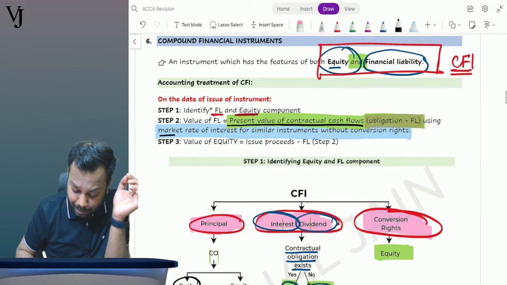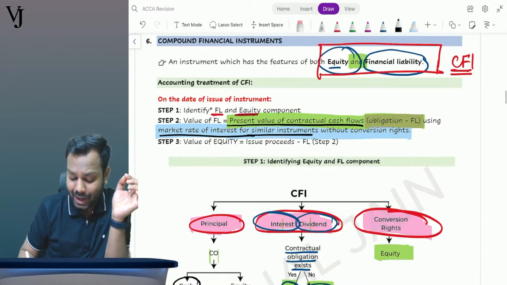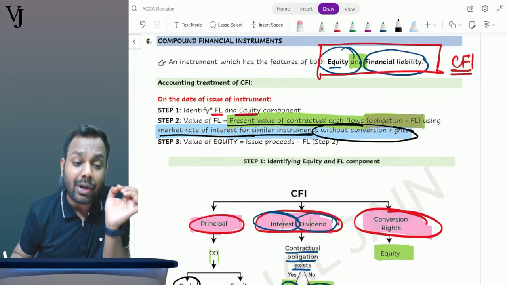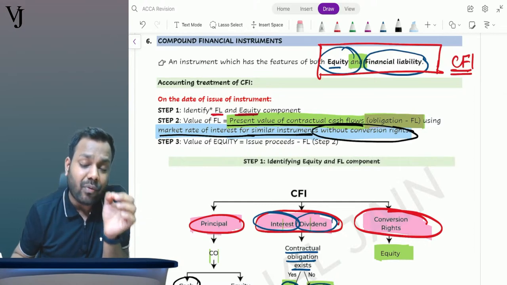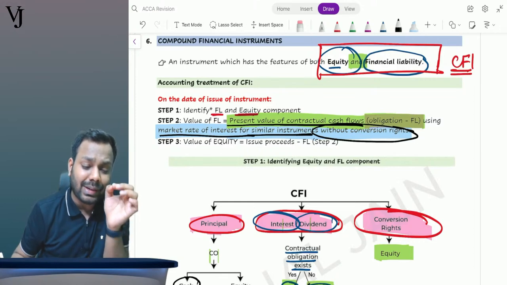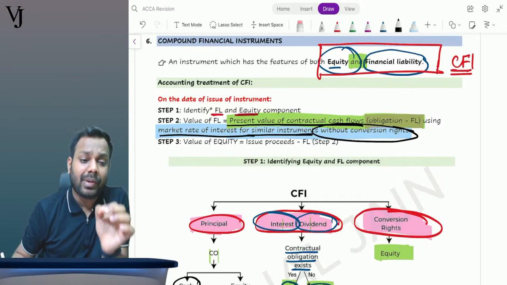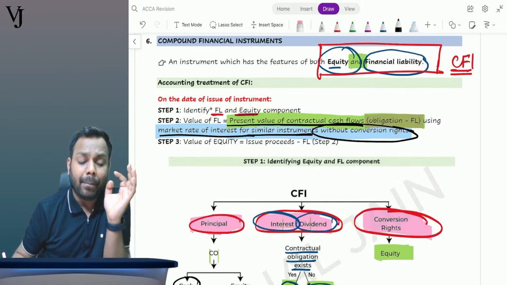Calculate the present value using the market rate of interest for a similar instrument without conversion rights. That is the pure financial liability component. What is the interest rate for the pure financial liability component? Consider that as the discount rate. Consider that interest rate for calculating the present value of the financial liability.